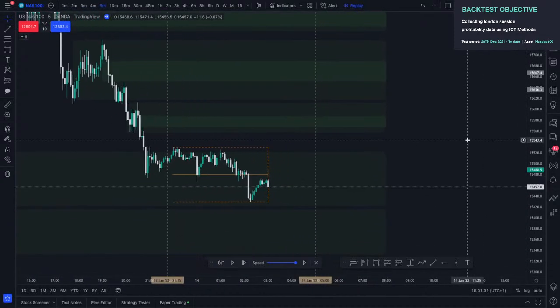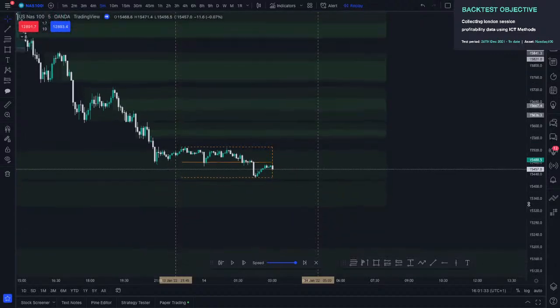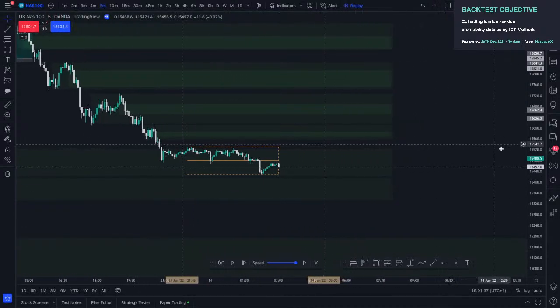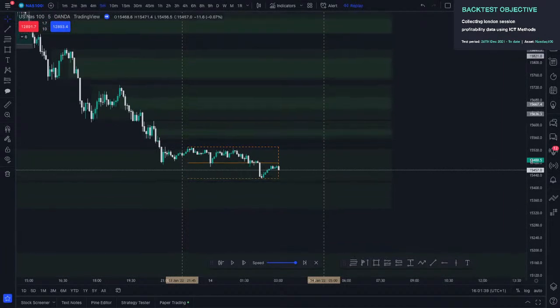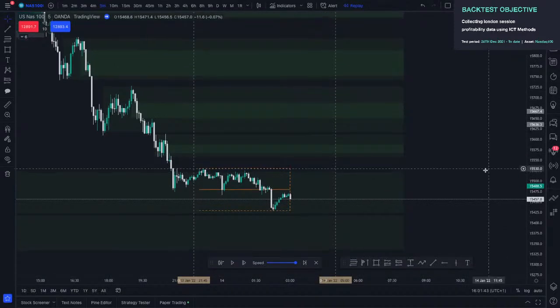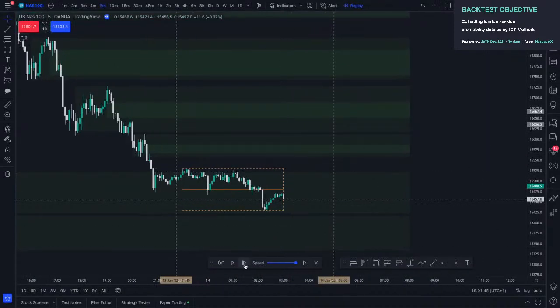So anyway, let's just play it. But it's good that I identified these levels. I think that's what I'm going to keep doing in the future. It makes things easy. I already do this live, but I didn't think it was necessary for the back test, but it seems like it's going to help me.